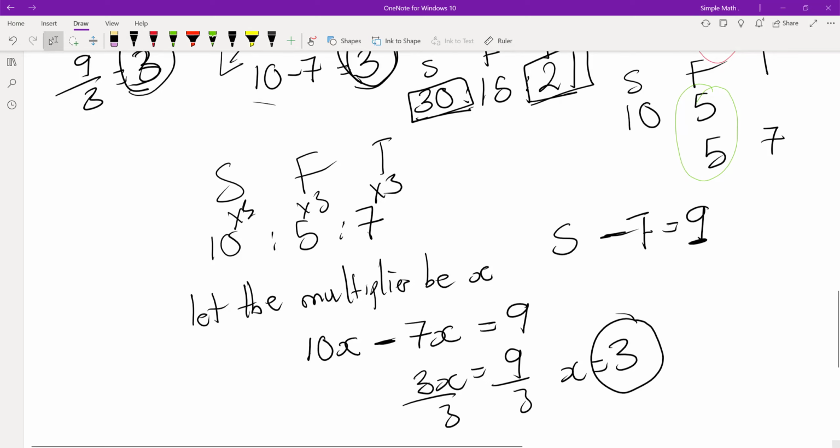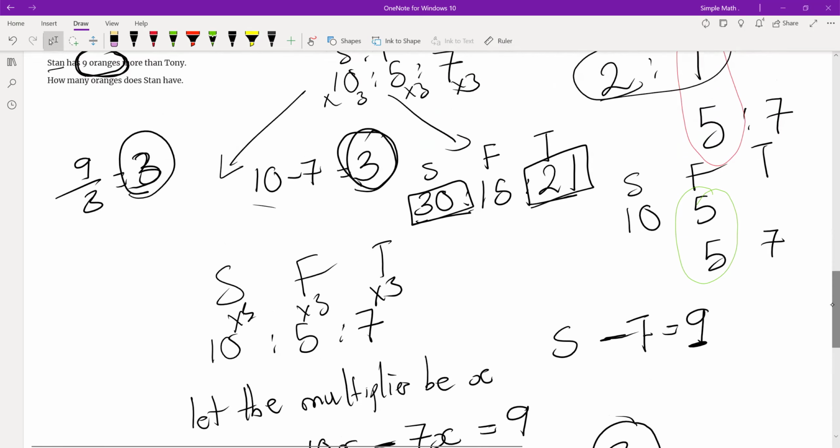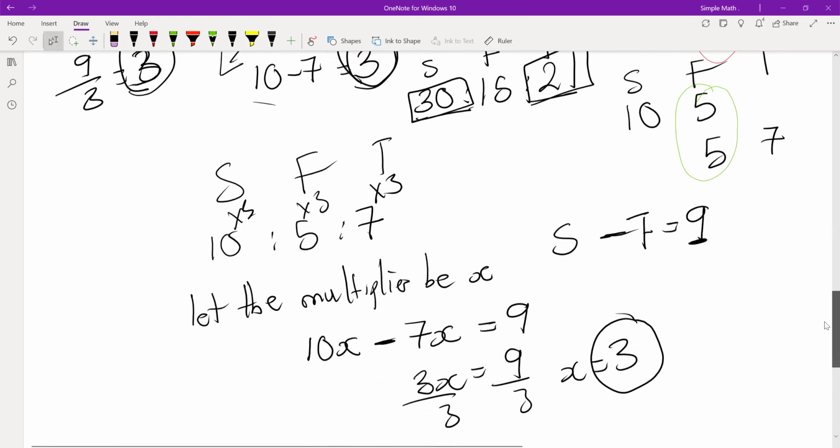If you are answering, let's say, an objective question, you can just find the difference in their ratios, then quickly divide the actual difference in the number of oranges, or whatever they give you, by it, and then find your multiplier. Then you can use your multiplier to get your actual amount. So that's it. Yeah, that's it.